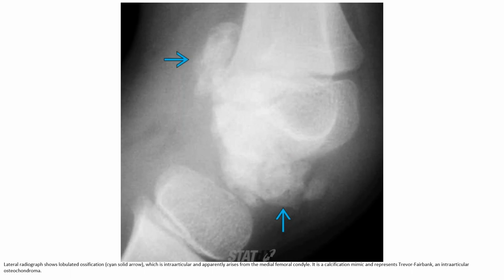Lateral radiograph shows lobulated ossification, which is intra-articular and apparently arises from the medial femoral condyle. It is a calcification mimic and represents Trevor Fairbank disease, an intra-articular osteochondroma.